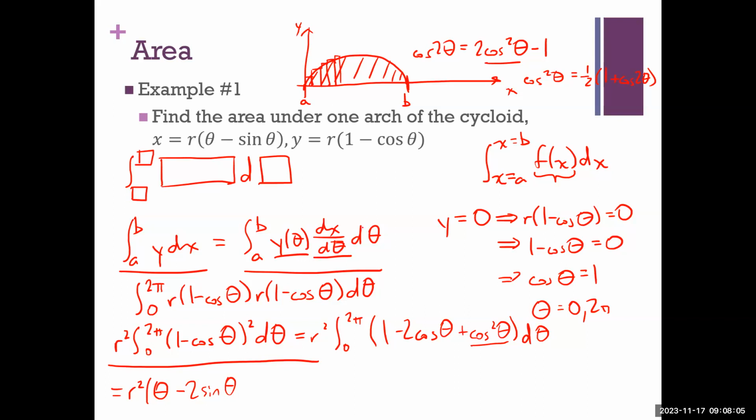Okay. So what is the antiderivative of 1/2 times 1 plus cosine 2 theta? The antiderivative of 1/2 will be 1/2 theta, and the antiderivative of cosine 2 theta will be 1/2 sine of 2 theta. So I believe this is our full antiderivative, with 1/4 sine of 2 theta, evaluated from 2 pi to 0.